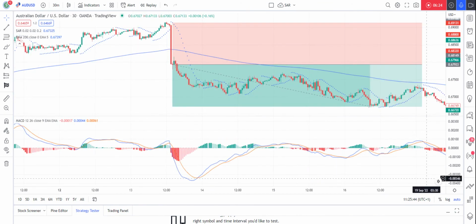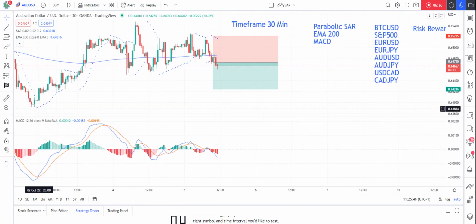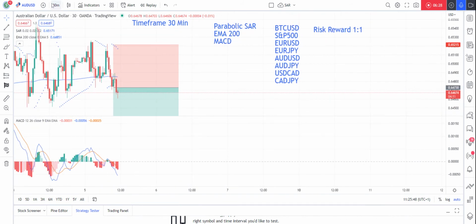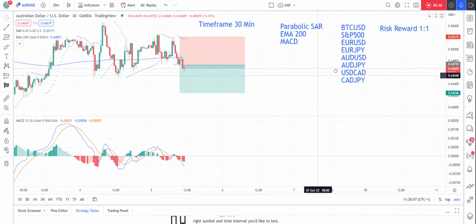So to recap again, the time frame used, as you can see, is 30 minutes. These are the three indicators, and these are the instruments that can be used: Bitcoin, S&P 500, and the FX pairs. Of course, you can try for other ones. However, these are the ones that we found successful, and the risk reward is 1-to-1.